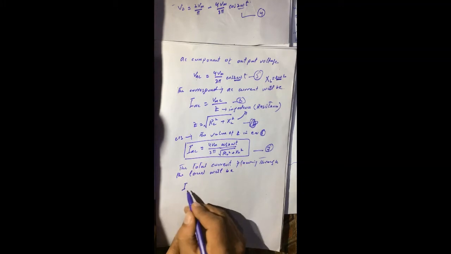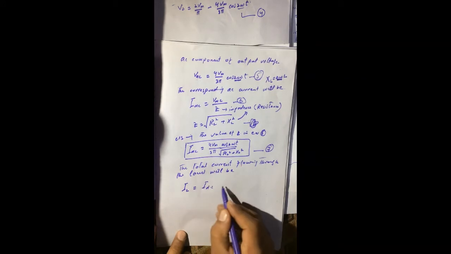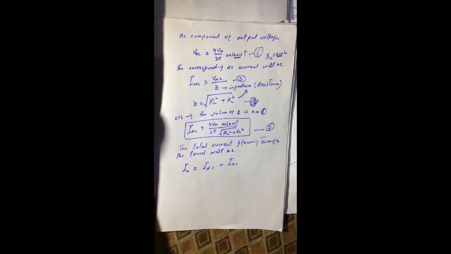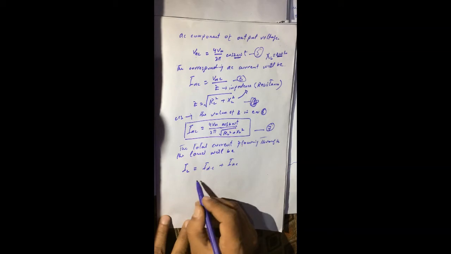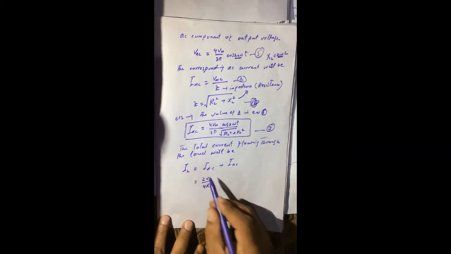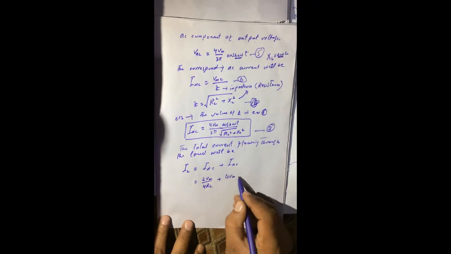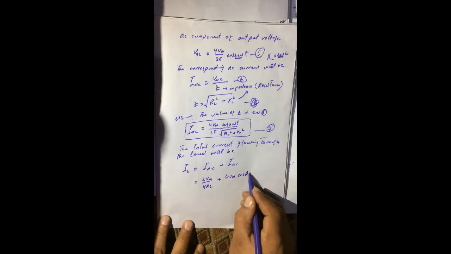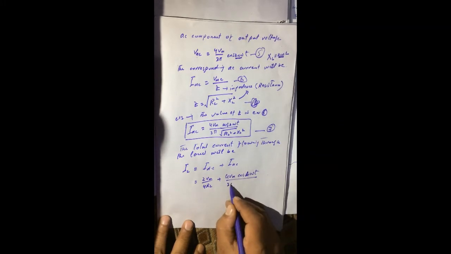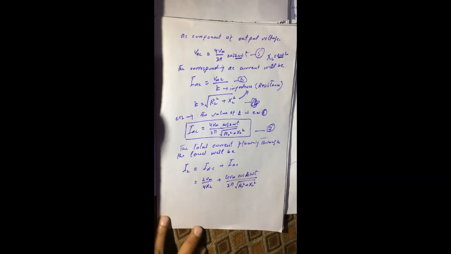The total current through the load will be the sum of DC current plus AC current, the sum of DC and AC current. Now DC current is 2 Vm over pi RL, and the AC current is 4 Vm cos 2 omega t divided by 3 pi into square root of RL square plus XL square. Now this is the DC current and this is the AC current.